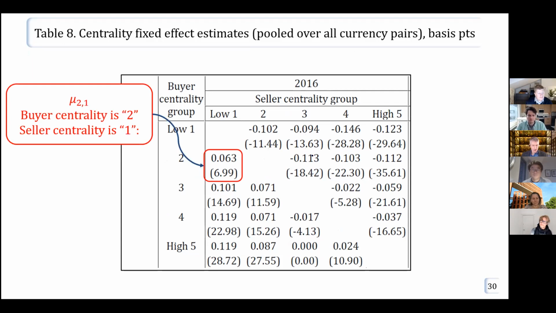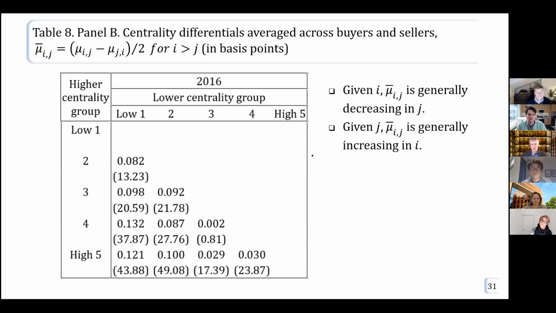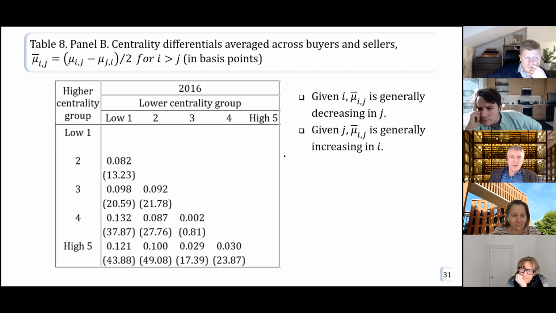Now, to summarize these effects, we average across the diagonal, flipping the sign on the upper triangle. And now, instead of talking about buyer versus seller, we can talk about the higher centrality player versus the lower centrality player. And this is in panel B of that table. I should say, these are averaged across buyers and sellers.